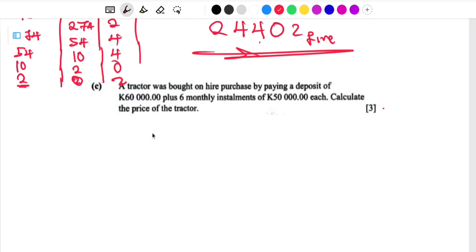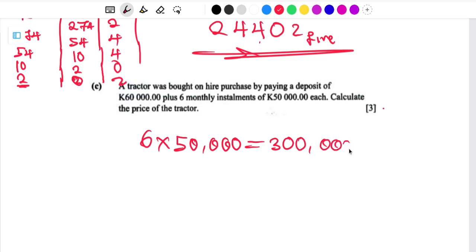So the first thing we have to do is multiply 6 months multiplied by the amount that he was paying per month, which is 50,000. Okay, so this one is just very simple. So we multiply 6 multiplied by 5, we are going to get that. Then remember here we have a 0. Then this is going to be 300,000 kwacha.